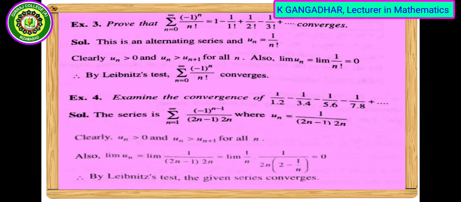Next problem, 1 by 1 into 2 minus 1 by 3 into 4 plus 1 by 5 into 6 minus 1 by 7 into 8 plus and so on. So here the nth term is 1 by 2n minus 1 into 2n. So u_n is decreasing, and limit u_n equals 0. So by Leibniz test, the given series is convergent.